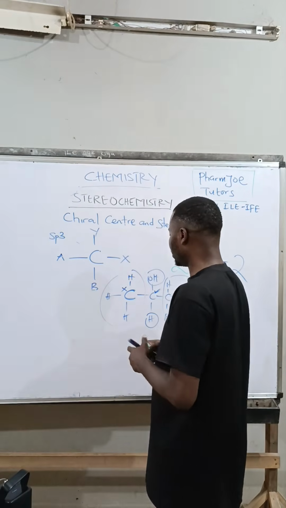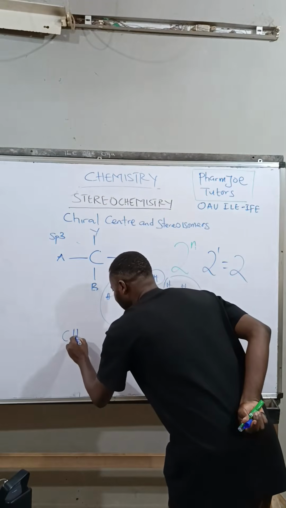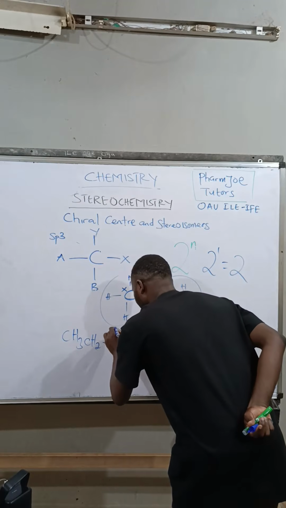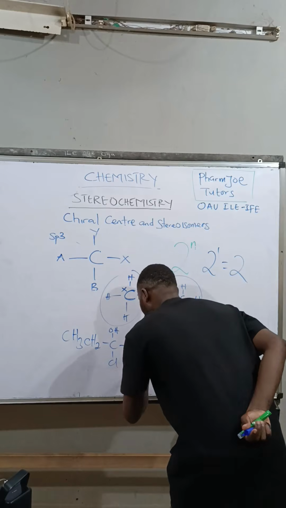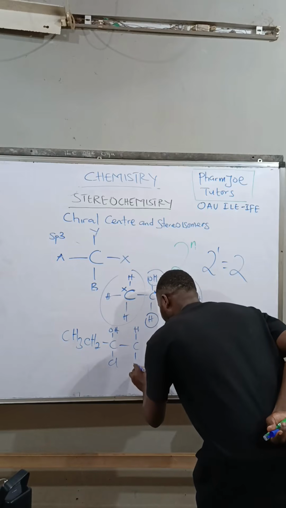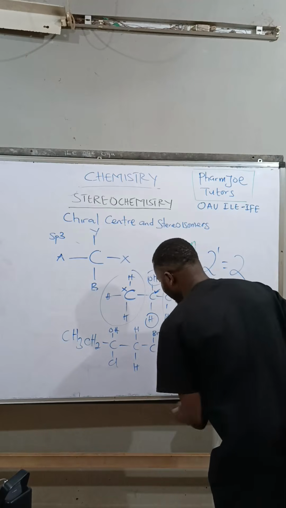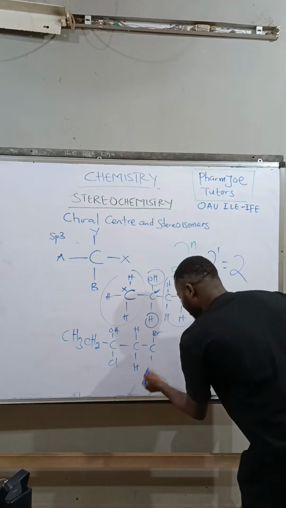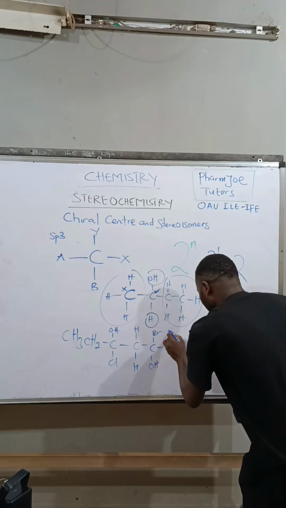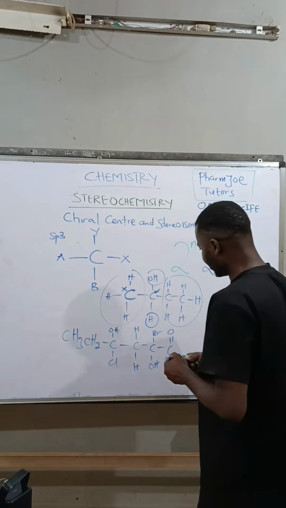Now with this that I've done, I want you to try a question yourself. We have CH3, let's say we have CH2, we have C, we have OH, we have Cl, we have C, we have H, we have H, we have C, we have Br. Let's make it a little bit more complex. Let's say we have OH, then we have C, double bond O, OH. This is an alkanoic acid.